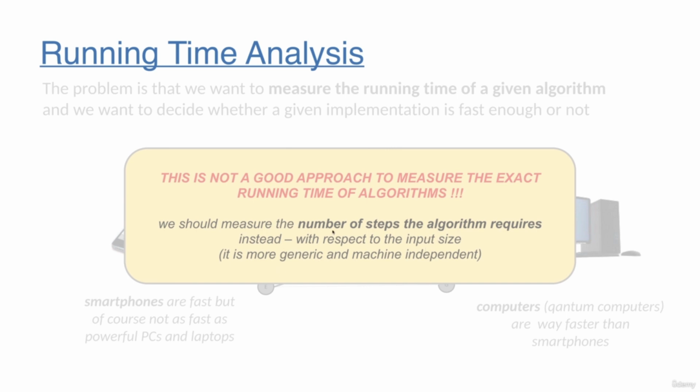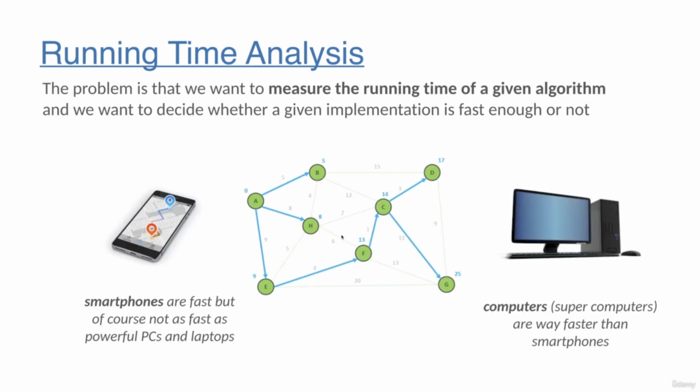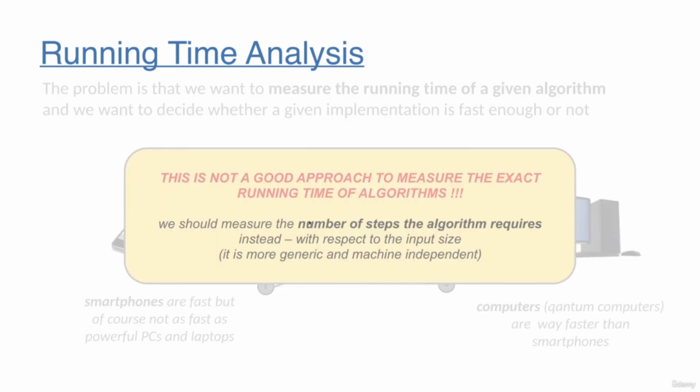You may pose the question, why is it a better approach? Because it is more generic, more flexible, and finally it is machine independent, and of course this is exactly what we want to end up with. Because of course the same implementation may be faster depending on whether we run that given algorithm on a computer, on a smartphone and so on. So essentially we would like to avoid these inconsistencies. So this is why we are going to measure the number of steps the algorithm requires with respect to the input size. Don't worry, we are going to talk about it in the coming lectures.